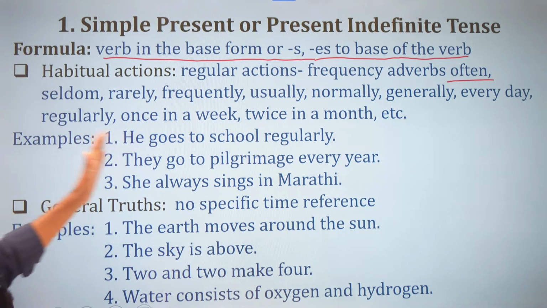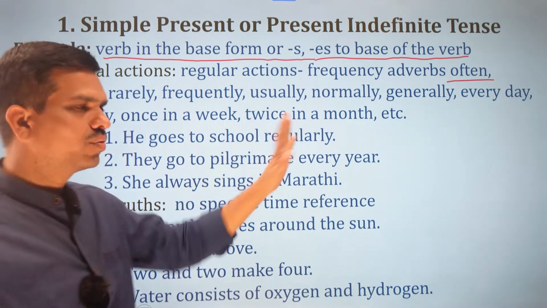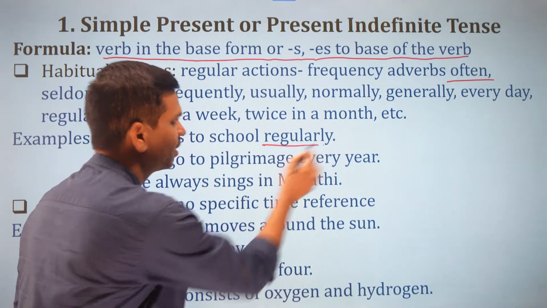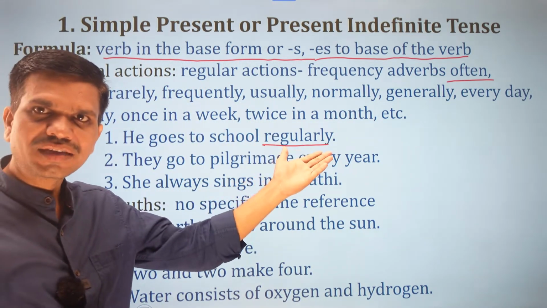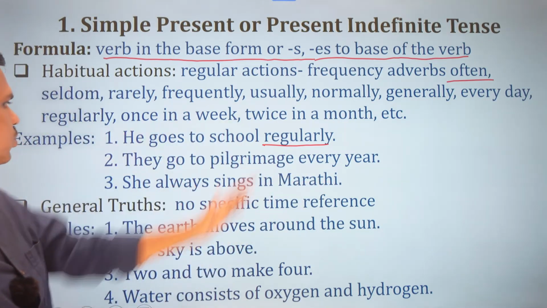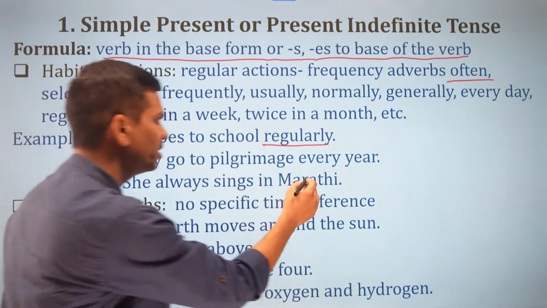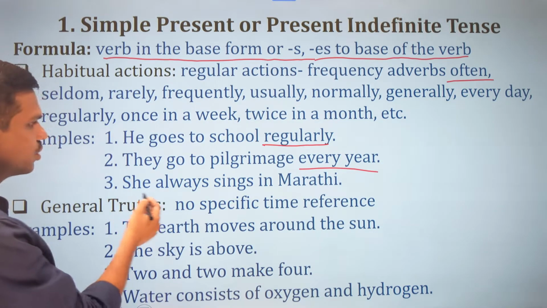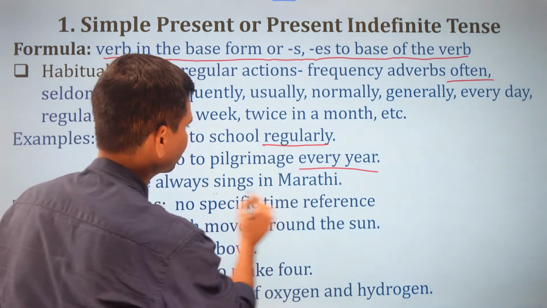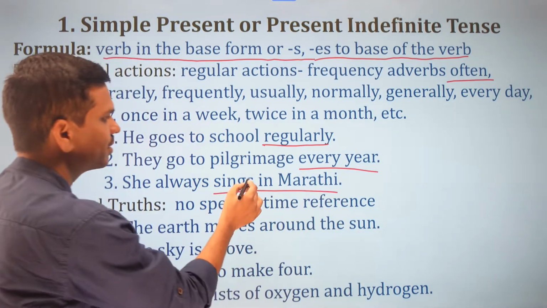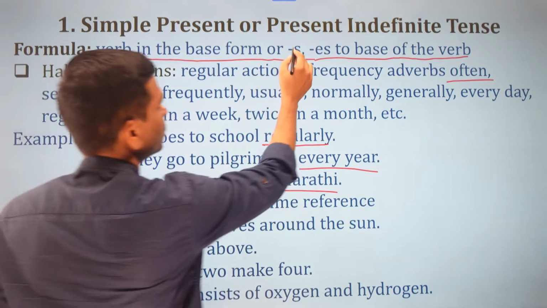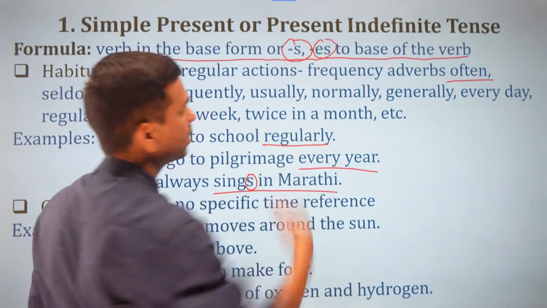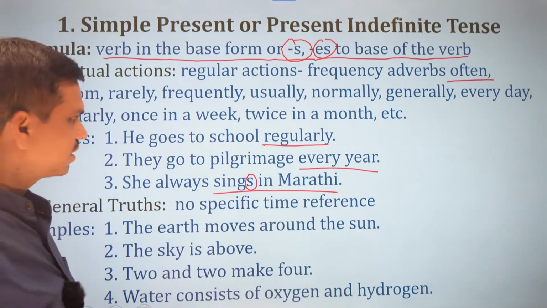Second, let's see the examples. He goes to school regularly. Now this word "regularly" is used to indicate the habitual action, or habit, of going to school. They go on pilgrimage every year. Then, she always sings in Marathi. Now here you see this s suffix is attached: sing, sings, as we have seen here. S or es is attached to form the simple present tense.